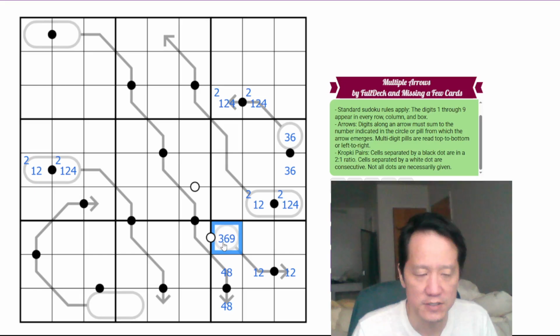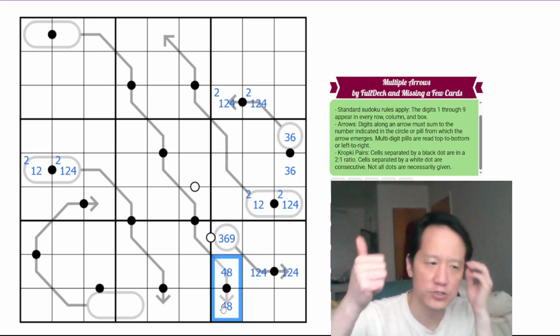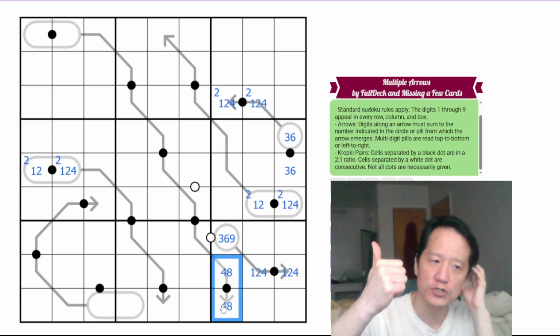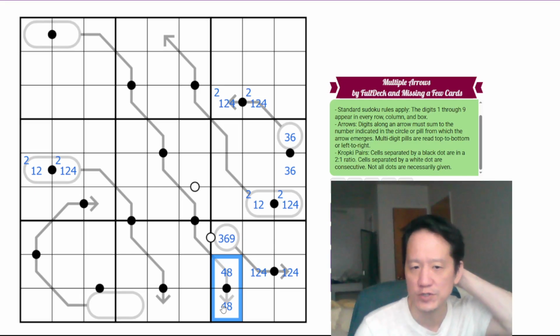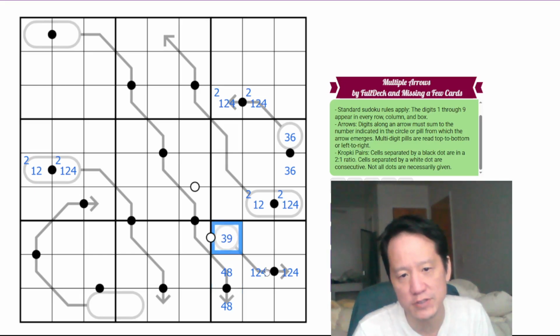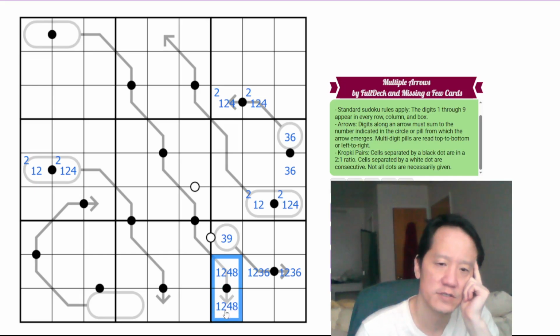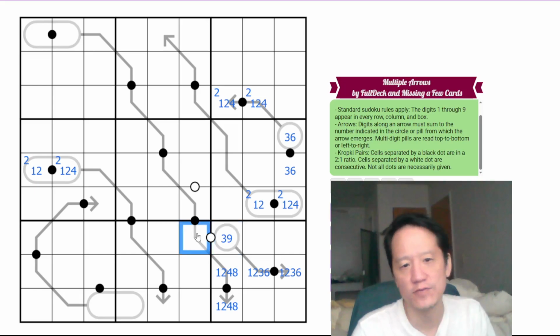If this is 6, this has to be 2 and 4, which doesn't work because that would eliminate 1 and 2, 2 and 4, 4 and 8 as possibilities for this black Kropke pair. And 3 and 6 because the 6 is not allowed. So this can't be 6. Or this is 9 and this is 3 and 6, which is fine, which makes this 1, 2, 4, or 8. So that works. This 3 or 9 is consecutive with 2, 4, or 8, and that's in a 1 to 2 ratio with this digit.